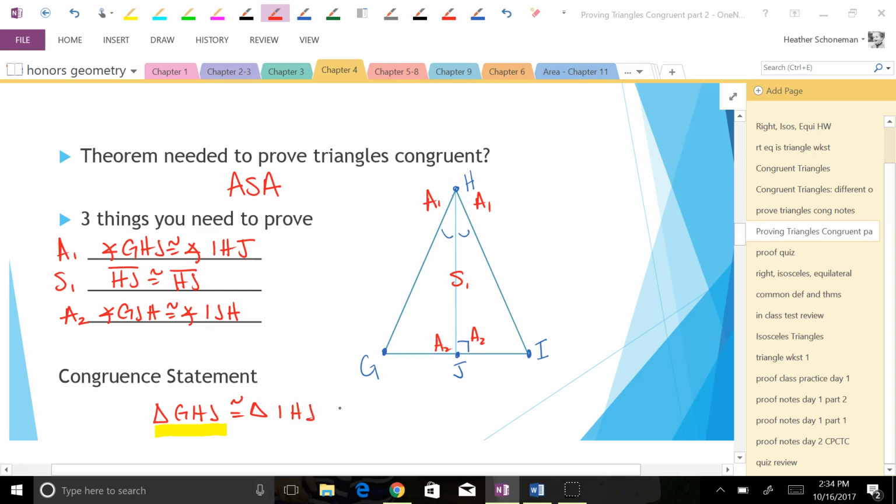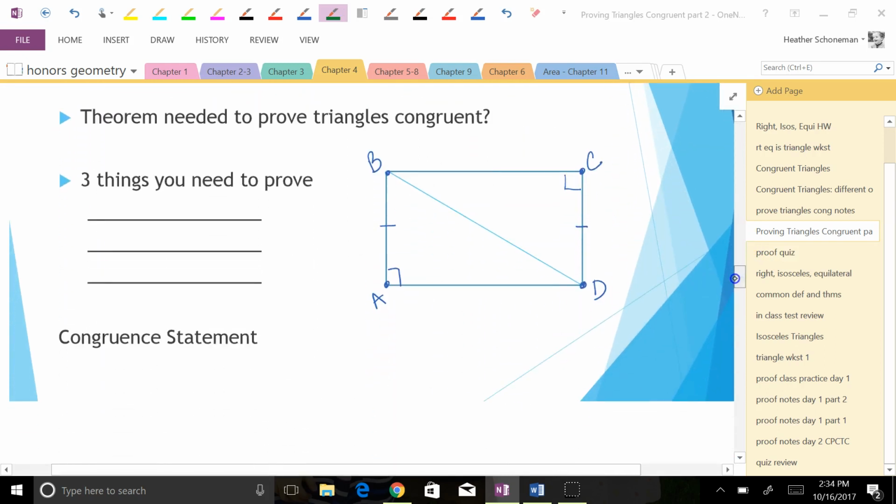And that would be the end of it. Alright, let's try another example. Example 3. In this one, I've got a side marked. I've got an angle. This is just angle 1. And I have the side in the middle.